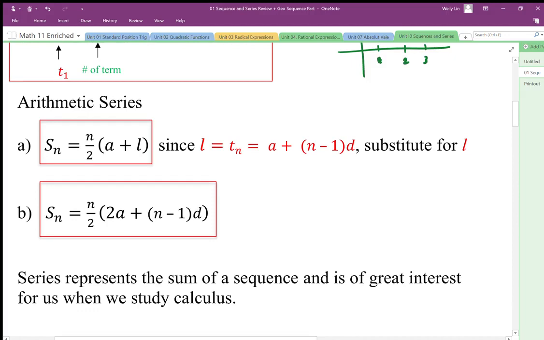So the series represents the sum of a sequence, and it's very useful for us because we use this in calculus. In particular, the harmonic series is something that we will use and see often in calculus.